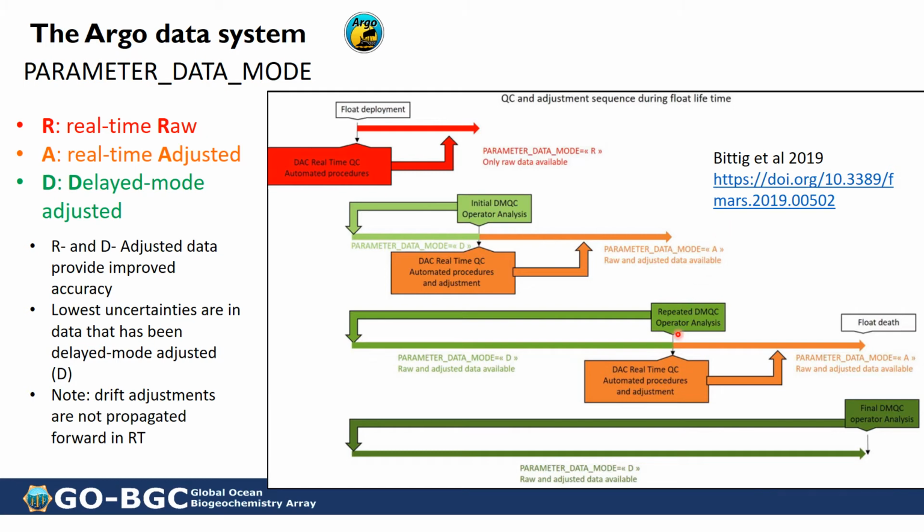Subsequent delayed mode assessments can be performed later on in the float's life when more data is available to assess the time series. If new adjustments are derived, data can be reprocessed with parameter data mode D, and the new adjustments then get propagated forward again in real time. Note that both R and D adjusted data provide improved accuracy, but the lowest uncertainties in data are in data that has been delayed mode adjusted. Also note that drift adjustments are never propagated forward in real time.